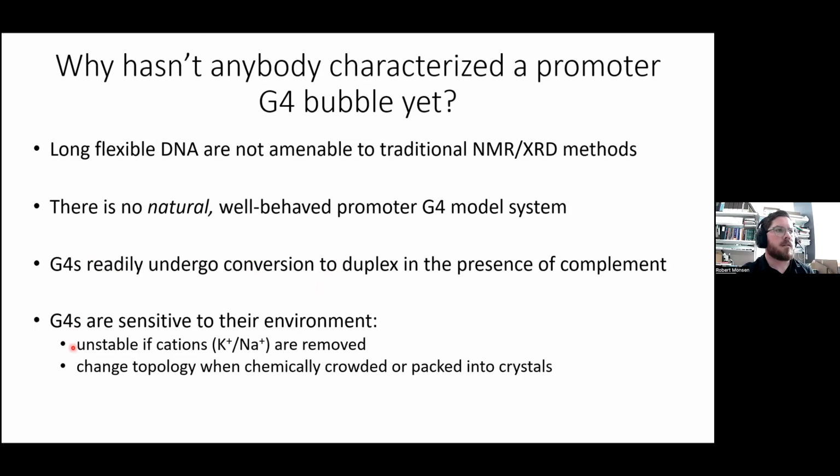And then G-quadruplexes themselves are very sensitive to their environment. So they're unstable if you remove the sodium and potassium cations that are in the central channel, such as if you were to do a significant amount of washing steps with water. And then they can also change topology if they're in a chemically crowded environment or packed into crystals. So this is another reason why X-ray diffraction is not always applicable to studying these systems.